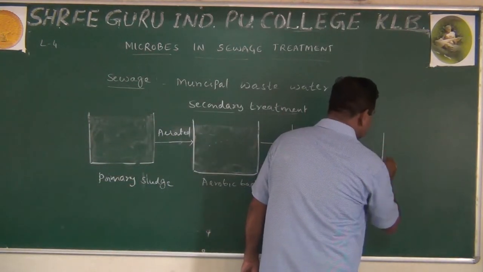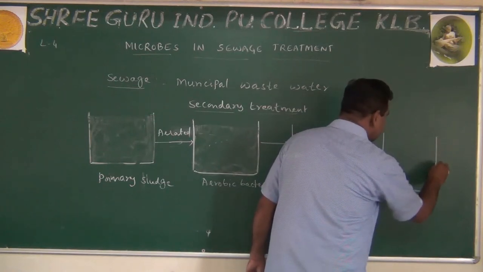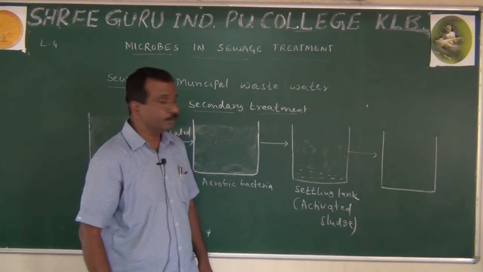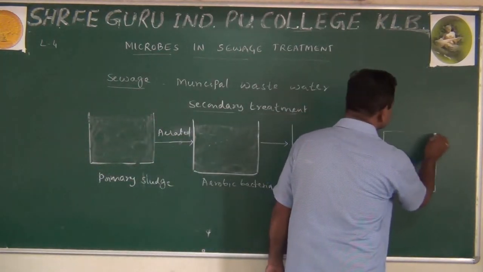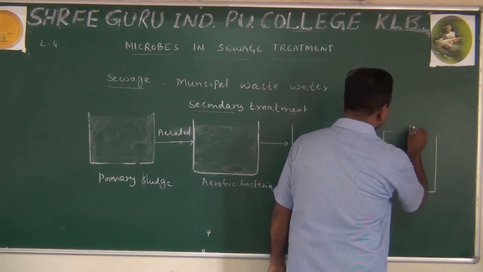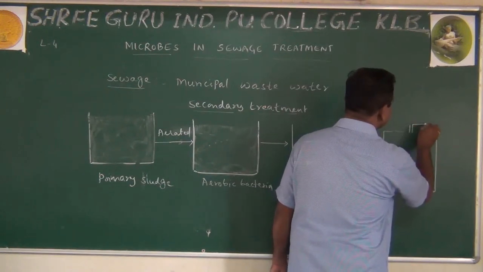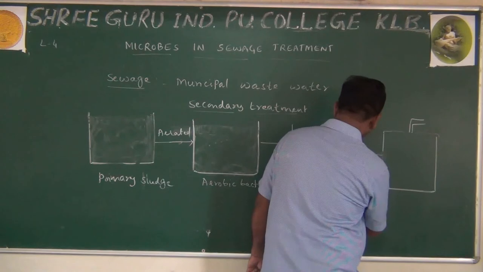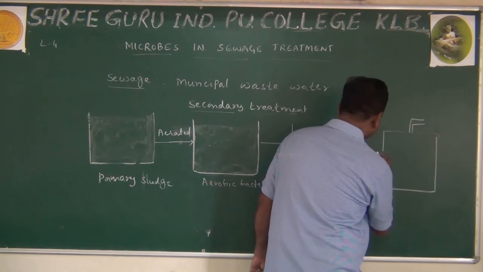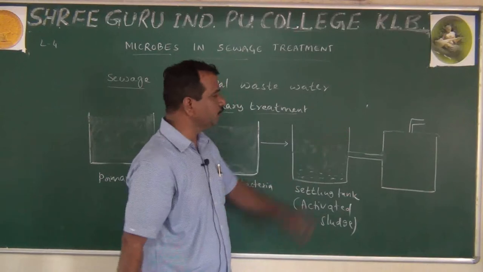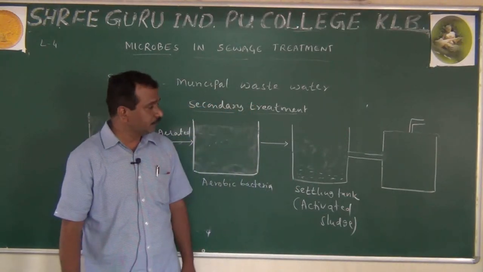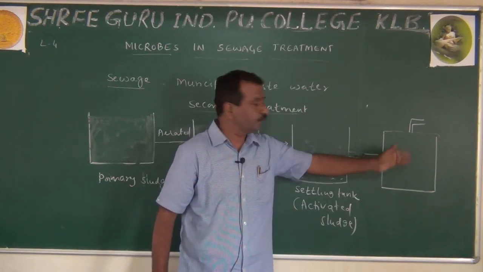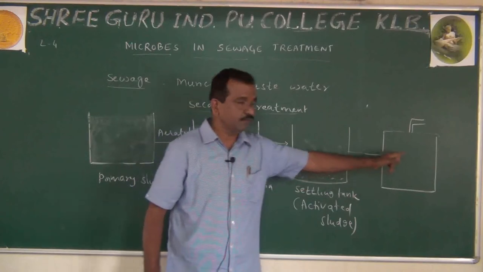Next, we have to leave this kind of microorganisms into another tank. This tank is completely closed. We have to leave the water into the next tank, so what will happen here? The aerobic microorganisms plus water are going to be found in this tank.